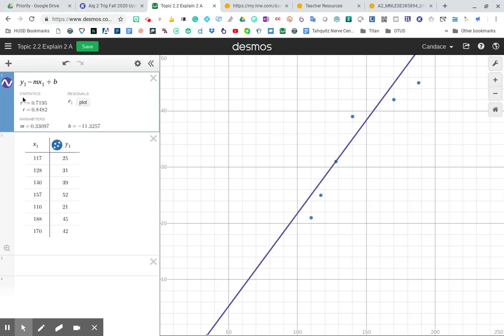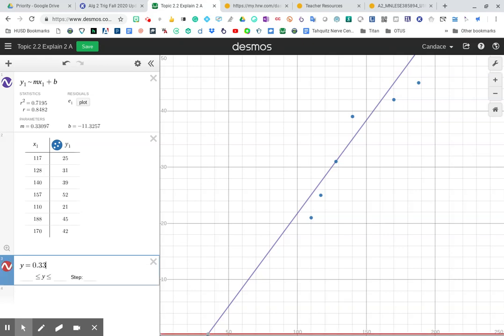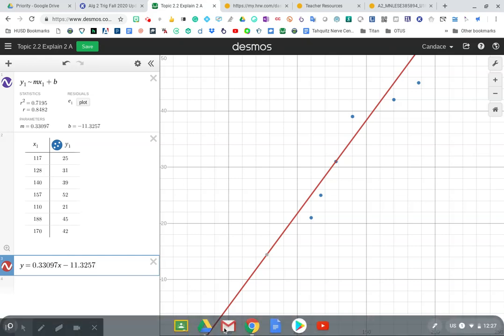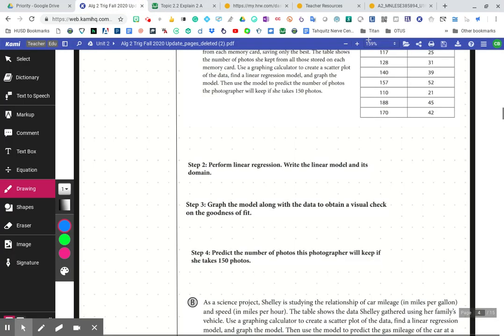And you'll notice some things popped up in here. We've got our correlation coefficient that tells us how good this is. So we know we're at about 71, which isn't great because look, it's not touching much of the data, but it's okay. And then look at this. This is the equation of our line. So if we were going to write the equation of our line, we would write y equals 0.33097 x plus, or actually minus 11.3257.